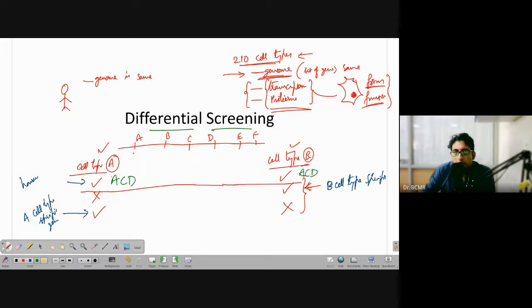Genes A, C, D are expressed in both cell types, so they might be involved in those kinds of housekeeping functions. And if we had B expressed only in B in this one, that means gene B is important and specific for cell type B. And if we had a different one like this, E and F expressed here, that means those genes are A cell type specific.